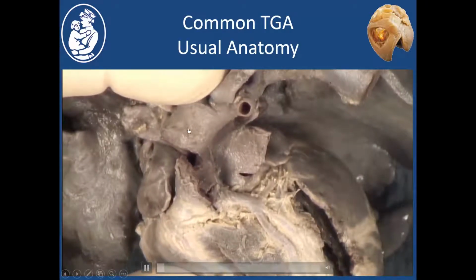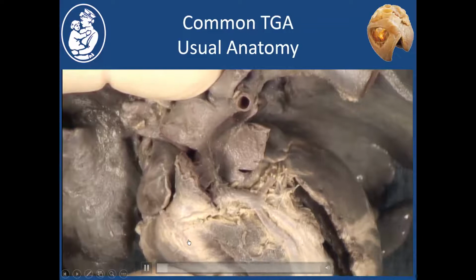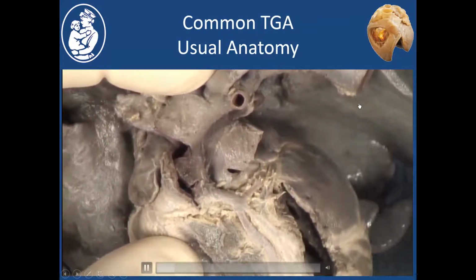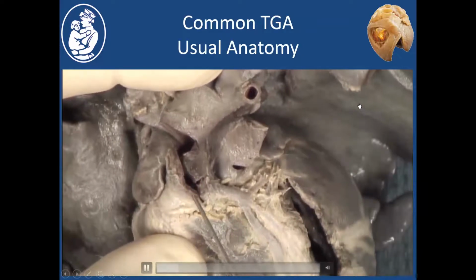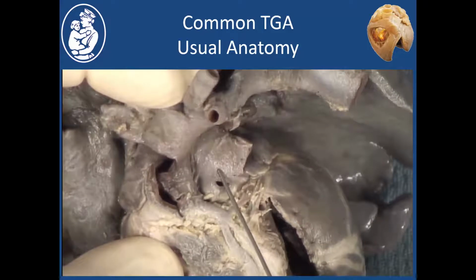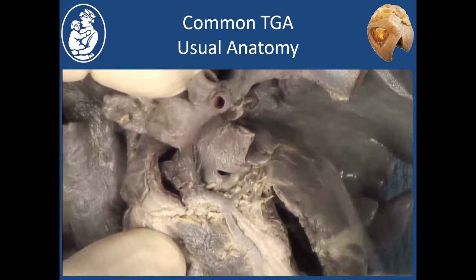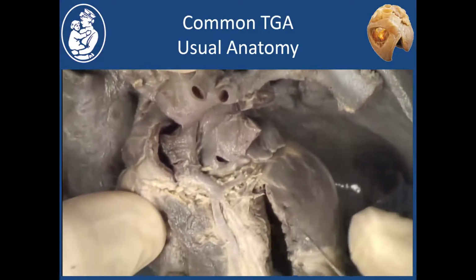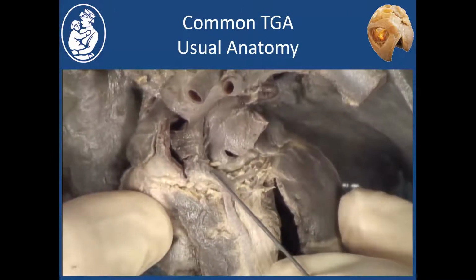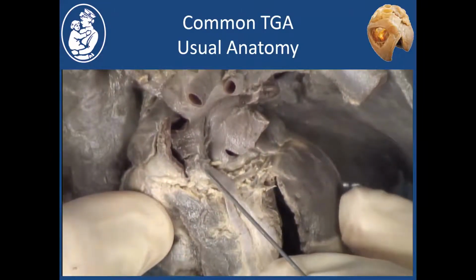The aorta, of course, is here, anterior and to the right. Pulmonary artery here, posterior and to the left. This is aorta here, PA. And you see the left coronary here arising from the left anterior facing sinus. This is the left main.